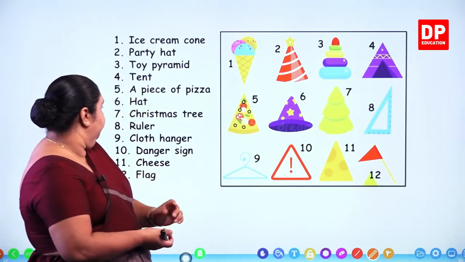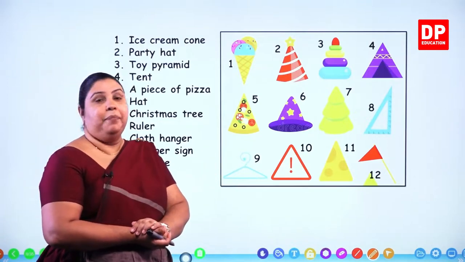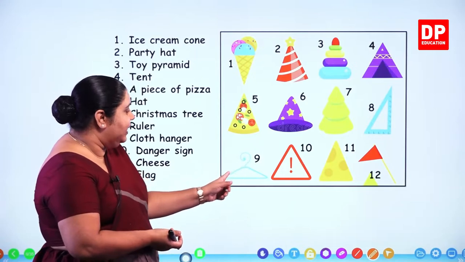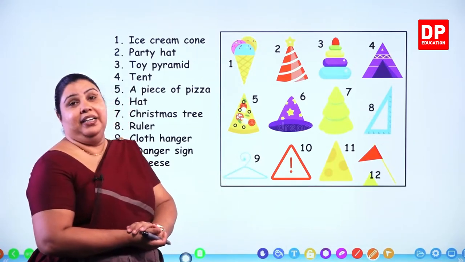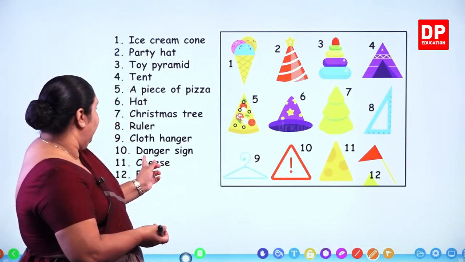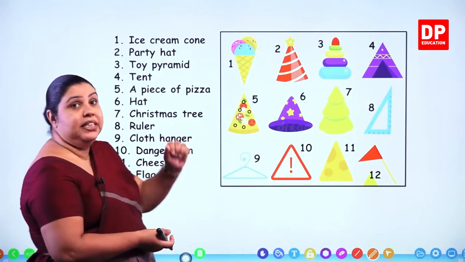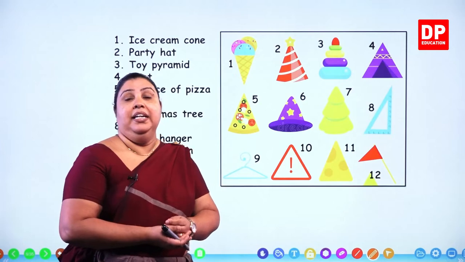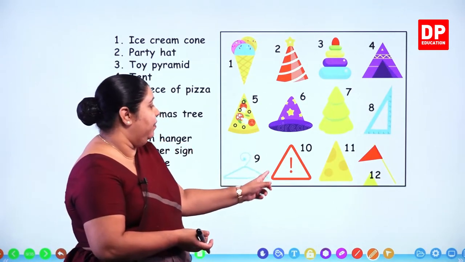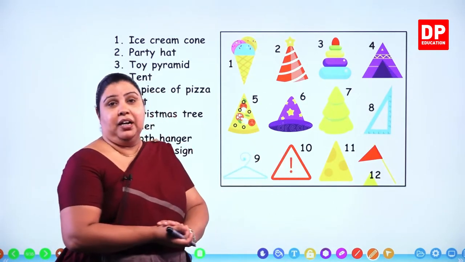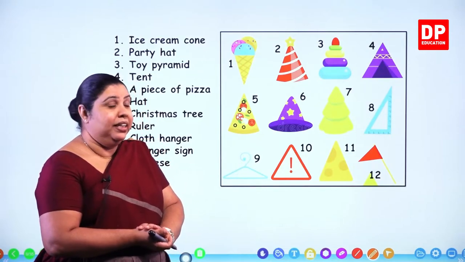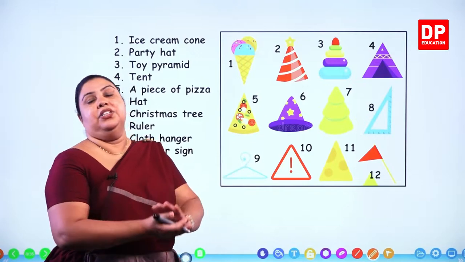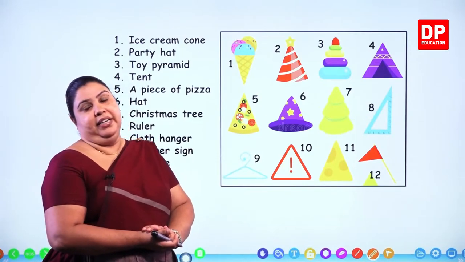Number 9, cloth hanger. Look at this, that comes in the shape of a triangle, right? Next one, number 10, danger sign. Look at this, the danger sign. That is always in the shape of a red triangle.